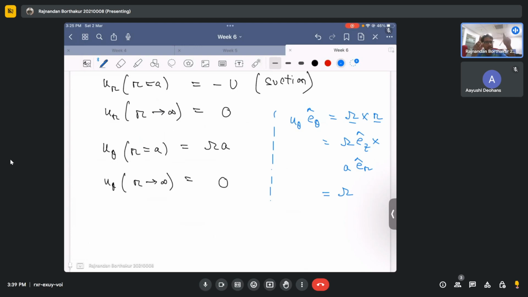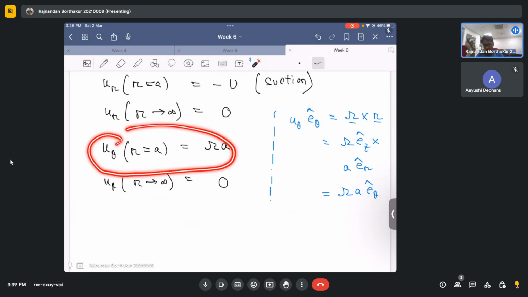It just follows the cyclic notation. So Er cross E theta is Ez, E theta cross Ez is Er, and Ez cross Er is equal to E theta. It is just the cyclic cross product notation that you need to use here. So it is just omega A times E theta, and since this is also in the E theta direction, we just write that U theta is omega times A. So I think this bit is clear to you.